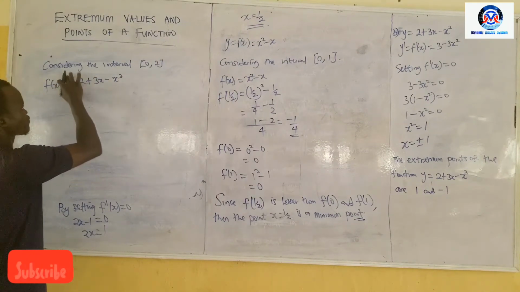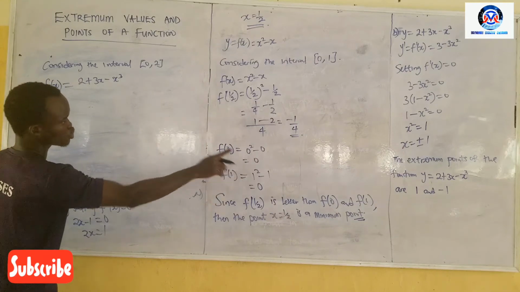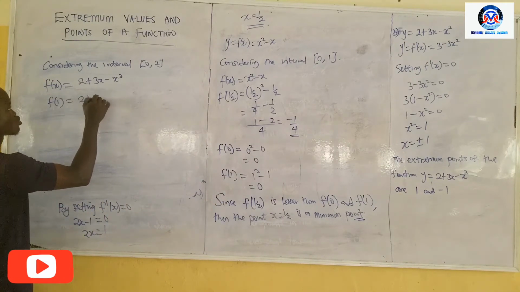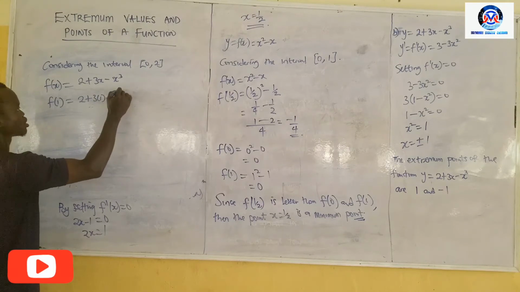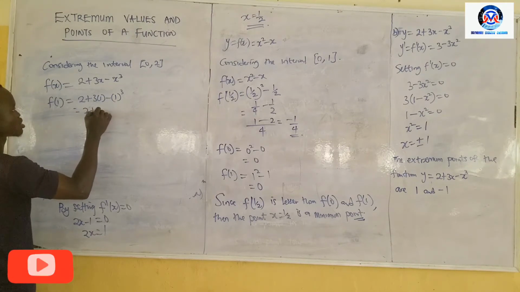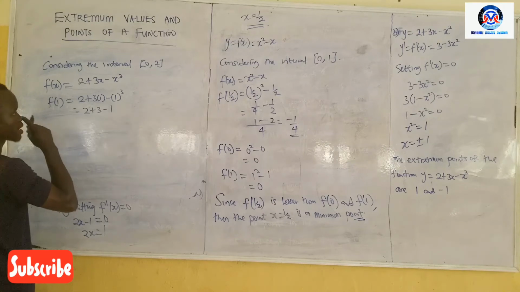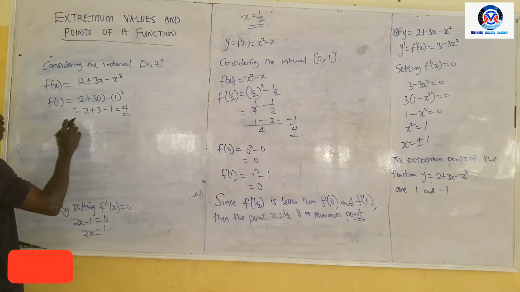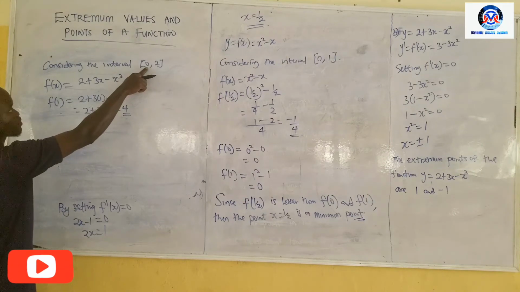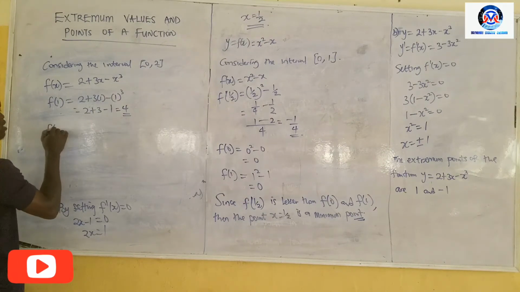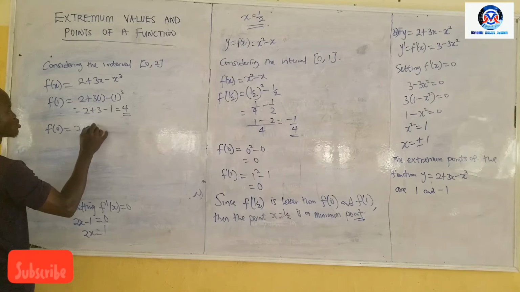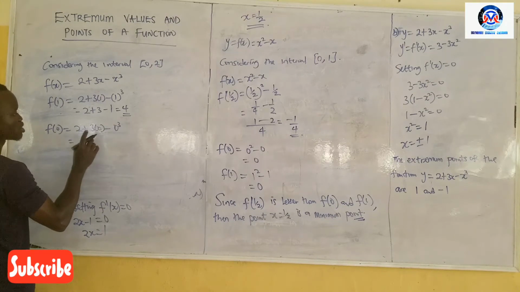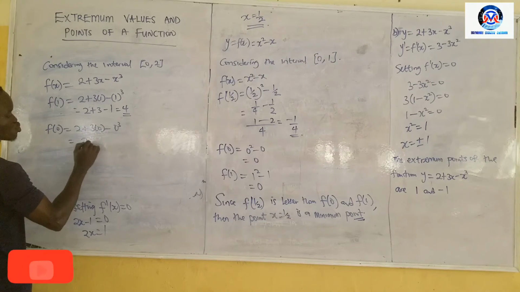So evaluating this function at x equals 1, that is f of 1, we have 2 plus 3 into bracket 1 minus 1 cubed. And this is 2 plus 3 minus 1, right? So this is simply 4. So now, evaluating the function at x equals 0, we have f of 0 to be 2 plus 3 into bracket 0 minus 0 cubed. So now this is simply 0 minus 0, 0, and this is 2.